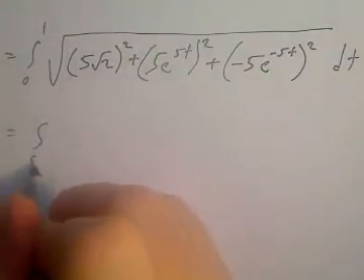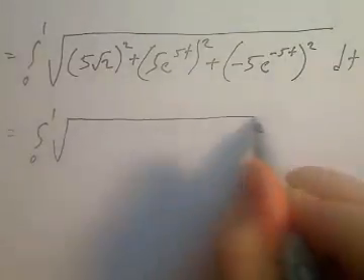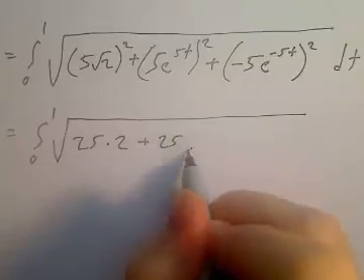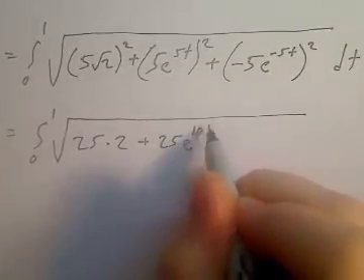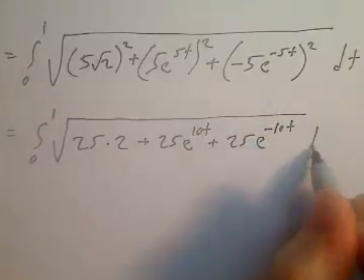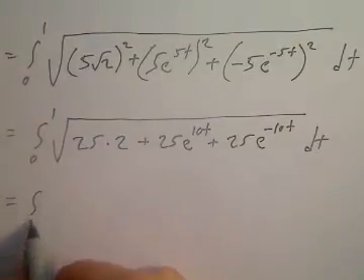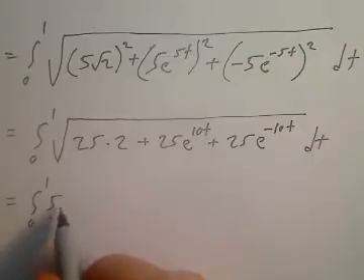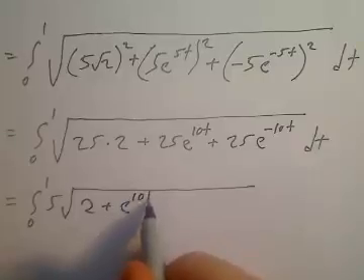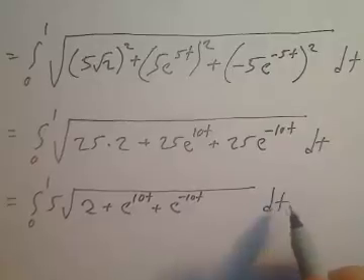This is going to be the integral from 0 to 1. I'm going to have the square root of 25 times 2 plus 25e to the 10t plus 25e to the minus 10t, dt. I factor this 25 out and have out here just 5, and then the square root of 2 plus e to the 10t plus e to the minus 10t, dt.